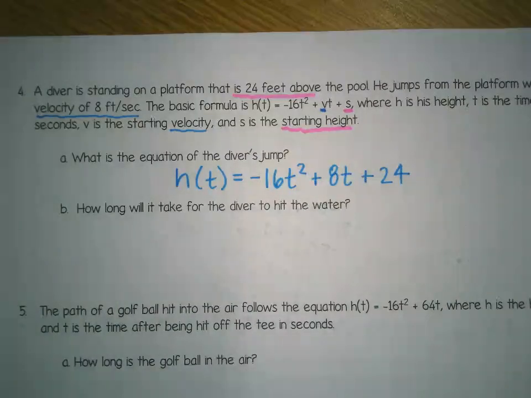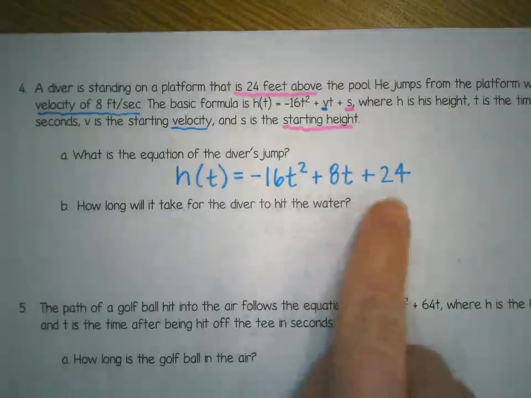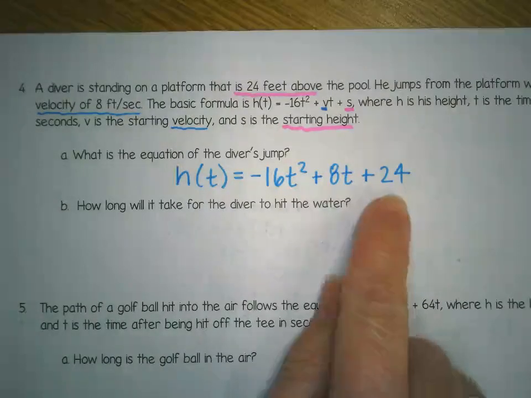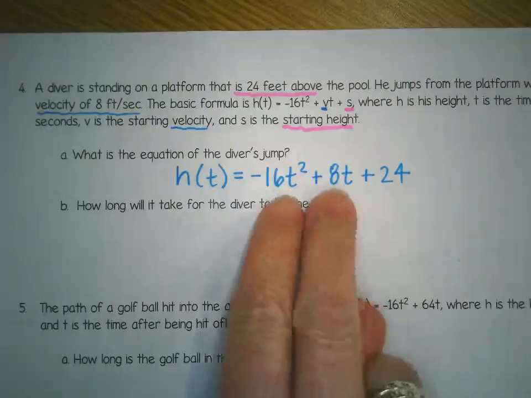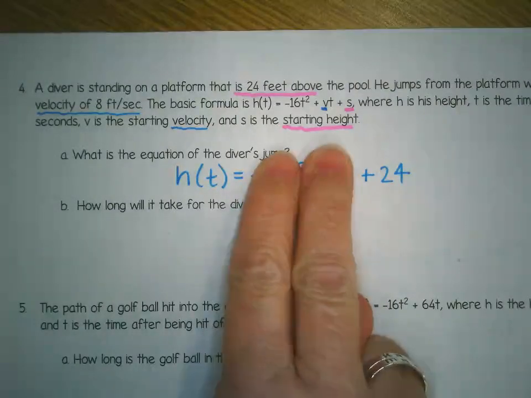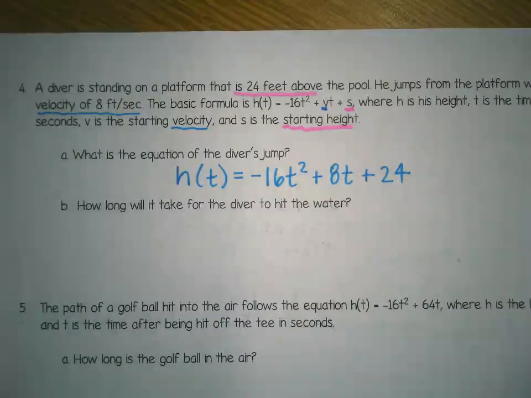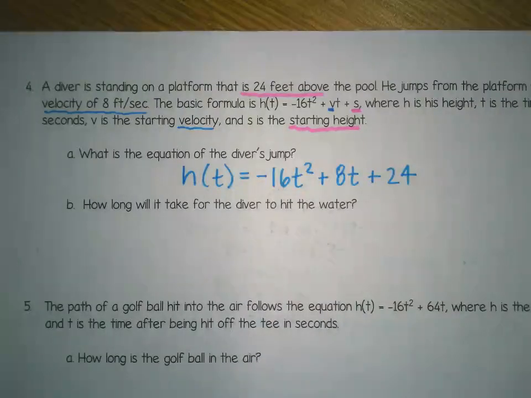There's the equation. And we mentioned on the other side that we know the starting height is the 24. When we have standard form, this is always our starting height because time is 0. So if time is 0, those two things are gone, I can tell the starting height is going to be at 24 feet.